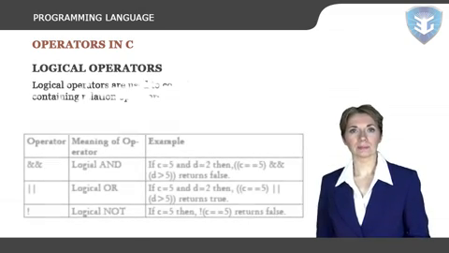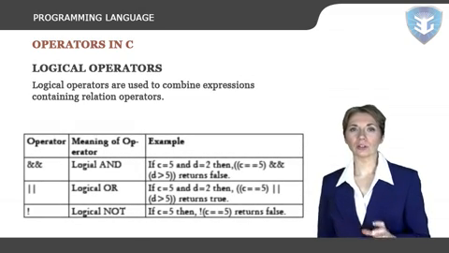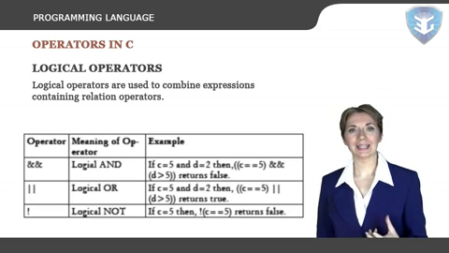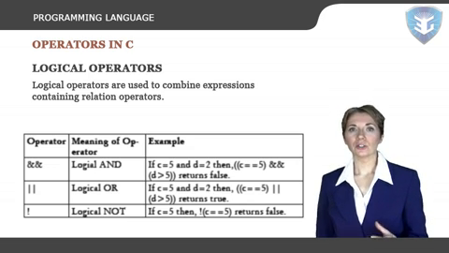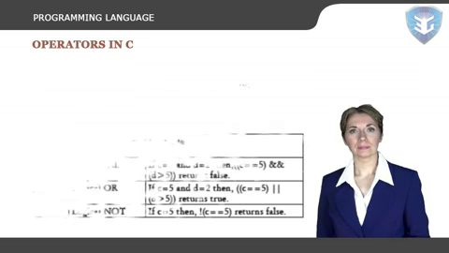Logical operators. Logical operators are used to combine expressions containing relational operators. In C, there are 3 logical operators. Look at the table shown on the screen to learn about the operators.